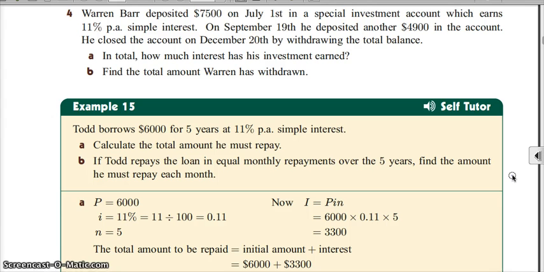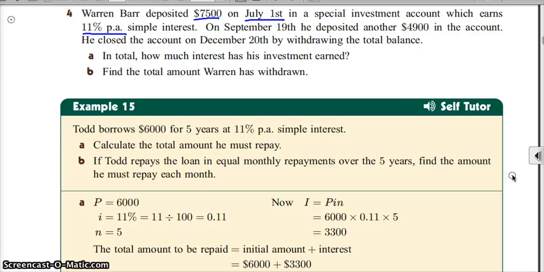Yeah, so the difficulty of this one is that it's broken up into many parts. So initially, we're going to invest 7,500. We are going to put it in on July 1st, which earns 11% simple interest. And we're going to do it for how long? That's right, how long are we going to do it for? When are we going to do something different?